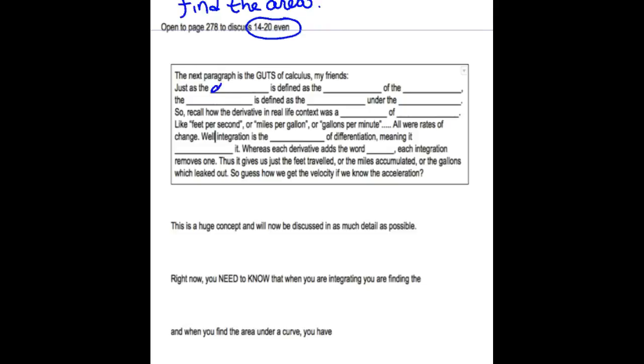So just as the derivative was defined as the slope of the tangent line anywhere on the curve, when we had a curve and we did the derivative right here, we were actually finding the slope of that line. Well, the integral, technically the definite integral, is defined as the area under the curve and above the x-axis.